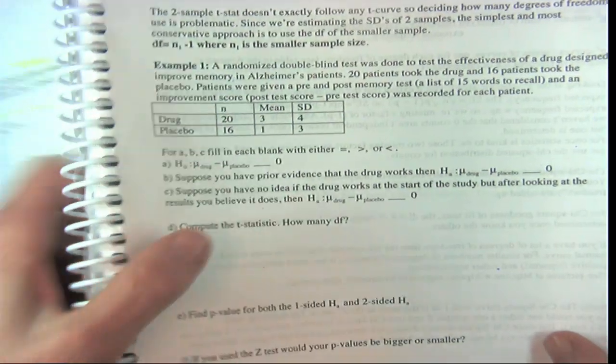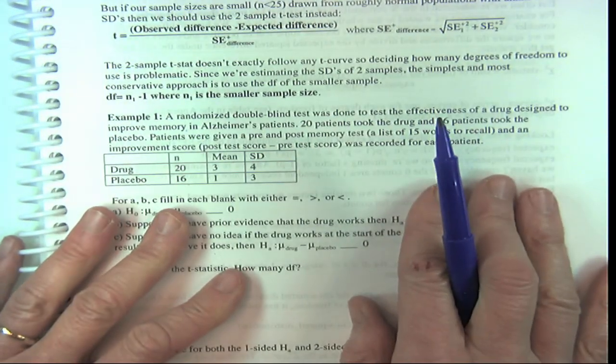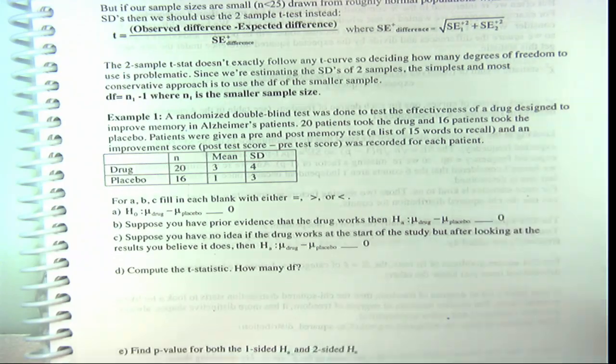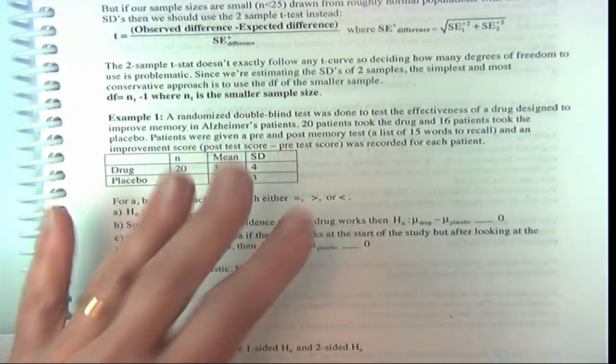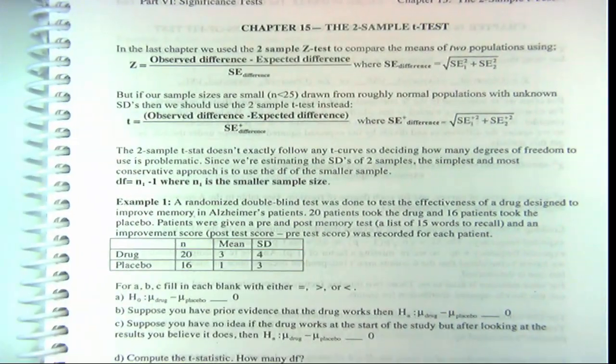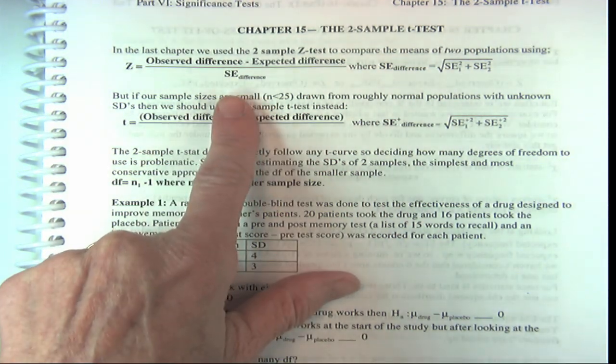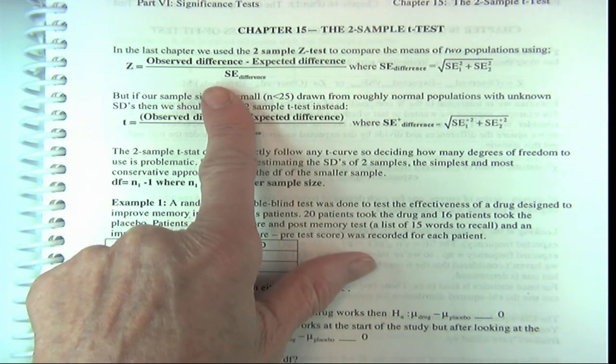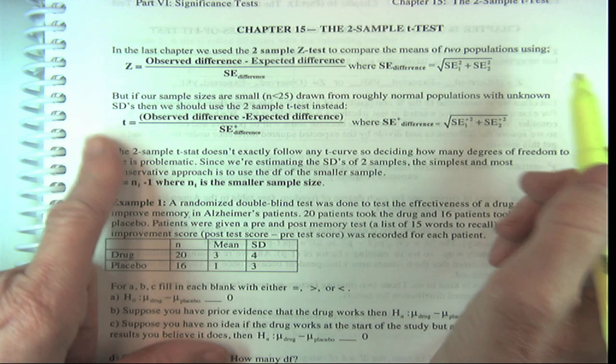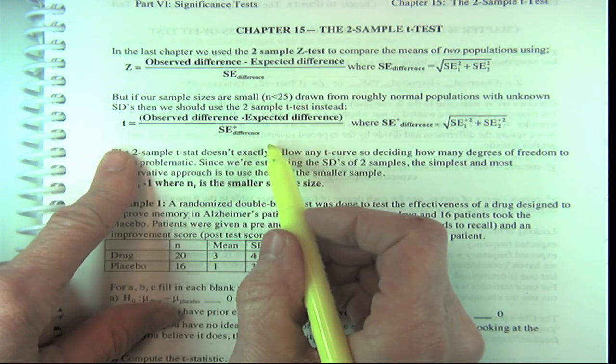Okay, so now let's see. So that was, read the summary, of course. And now we're on the t-test here. Now this is the same exact thing, except we're going to use the t-curves. And we're going to use standard error plus. So notice it's the same exact thing. Here's for the z and here's for the t.